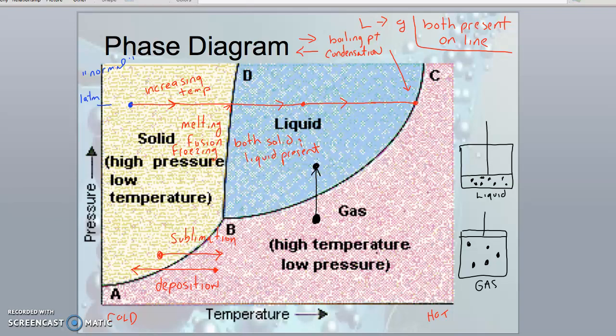Some things we have going on here are equilibrium lines. This line here represents the equilibrium between solid and liquid. On the line, both phases are present. Over here, we've got the liquid-gas equilibrium. And down here, we have the solid-gas equilibrium. Remember, going from solid to gas is what we call sublimation, and going the other direction would be deposition. This is a good time to brush up on those phase change vocab words because they're going to come into play here.